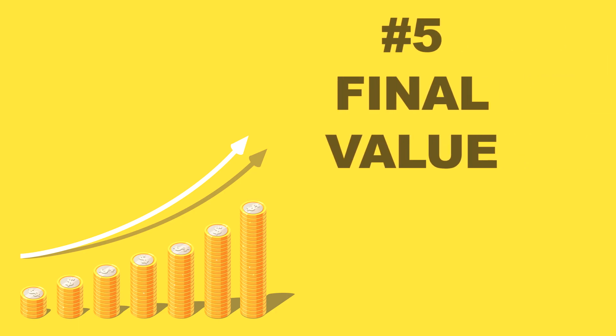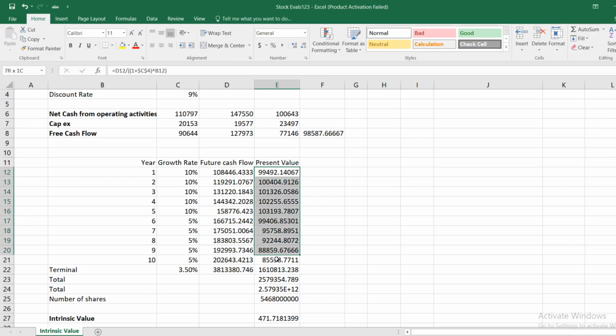Number 5. The final value. Now all we need to do is sum up all the net present values. This is the total cash flow that will be generated by the company in terms of its present value. The final step is to divide this value by the number of outstanding shares and you will get your intrinsic value.